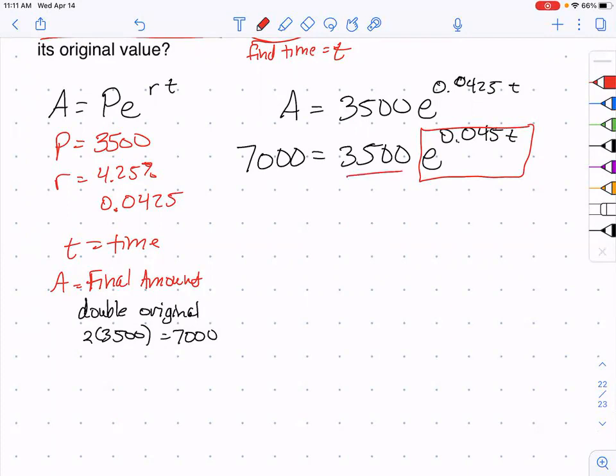What are we going to do first? And what's interesting about what we get when we do that? How did we get 7,000 to begin with? Yeah, so we doubled the value. We end up with just 2 right here, equals e to the power 0.0425t.